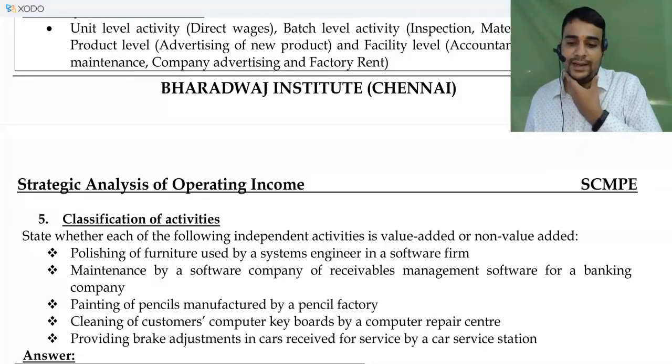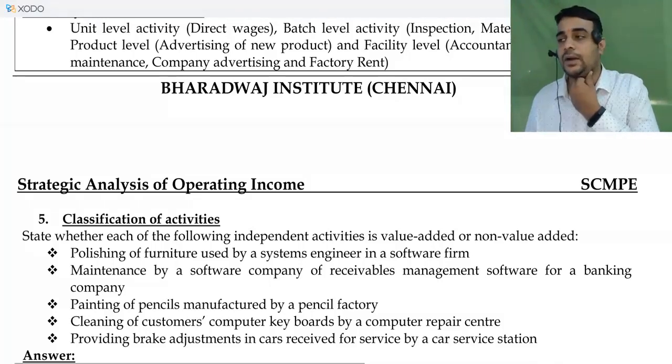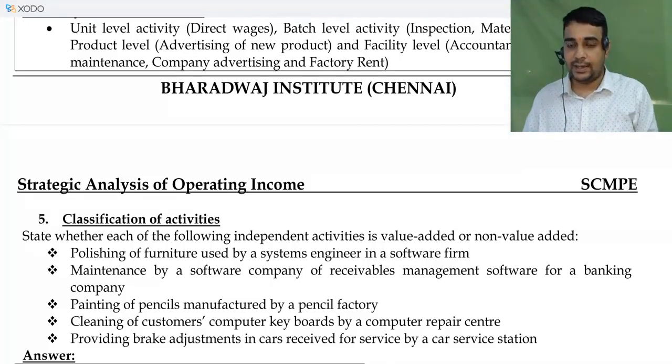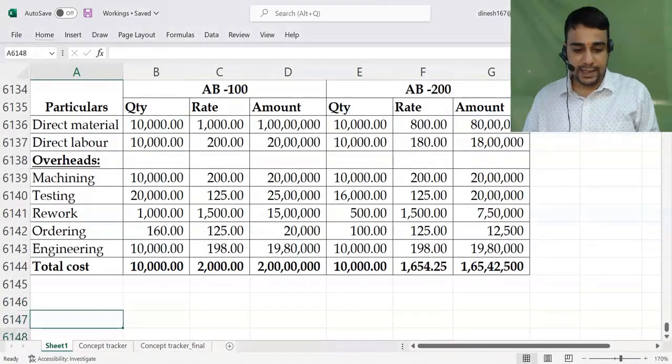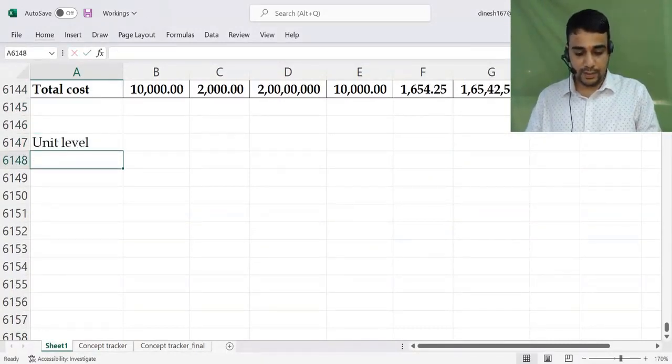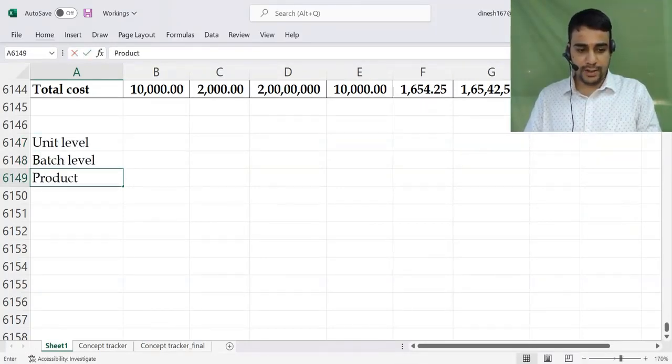Okay, next thing is the activities which are there. I think in the theory part, in the PPT, I have not covered it. The activities which are there, they have a four-way classification. The activity classification is unit level, batch level, product level, facility level. These are the four-way classification.